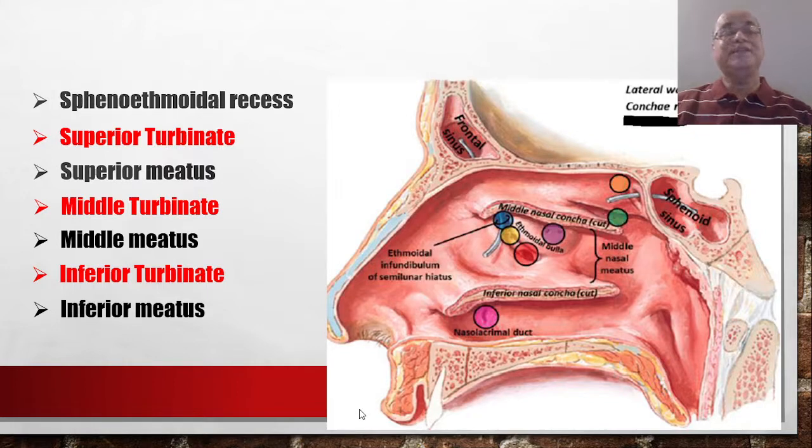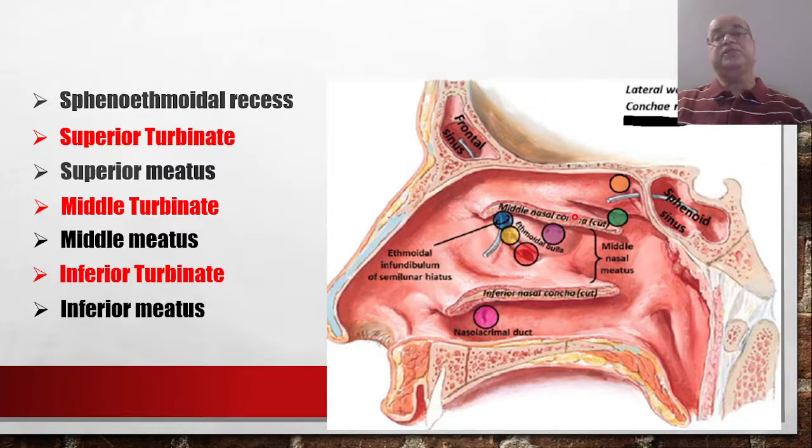So this is the detailed description of the lateral wall of the nasal cavity. Again I repeat: sphenoethmoidal recess, then the superior turbinate, then the superior meatus, then the middle turbinate, then the middle meatus, then the inferior turbinate, and then the inferior meatus. In the inferior meatus, the nasolacrimal duct opens.